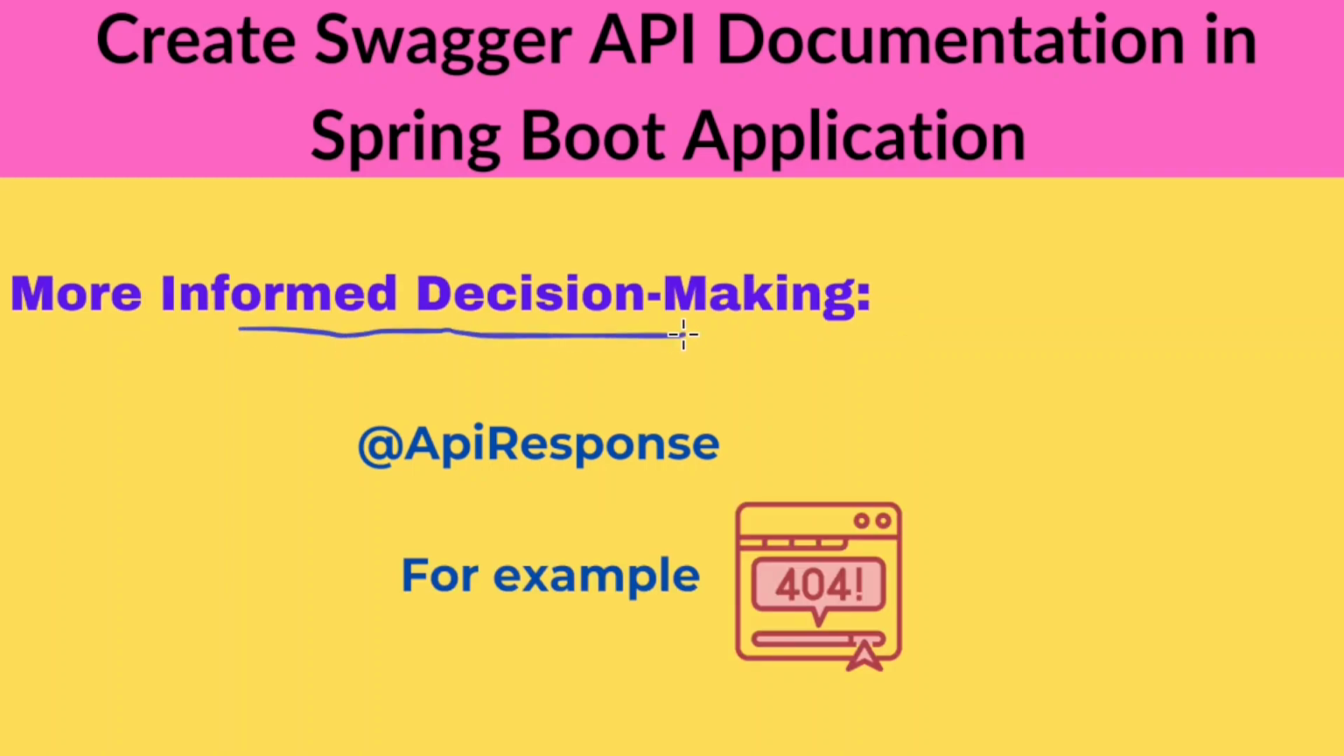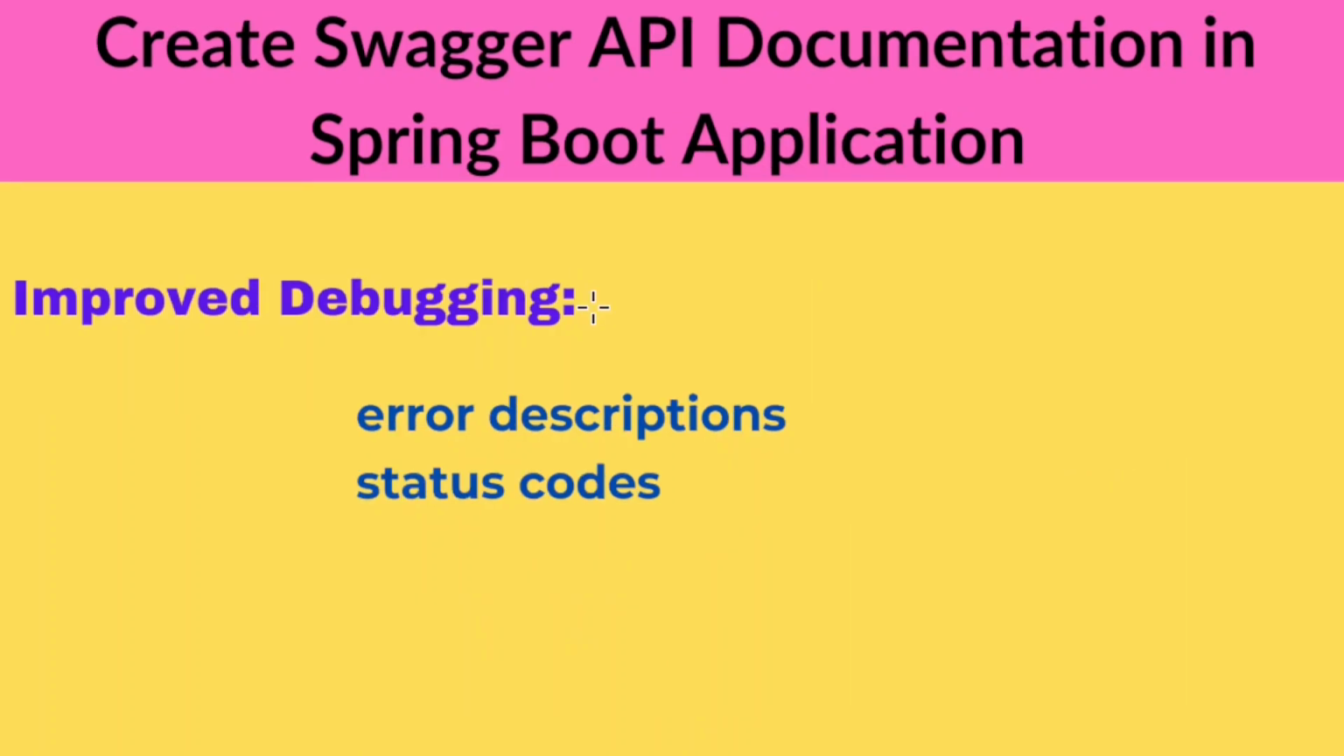More informed decision making. When API consumers receive an error response, they can refer to the associated @ApiResponse annotation to make informed decisions on how to proceed. For example, if they encounter a 404 error, they know that a resource was not found. Improved debugging. Developers can use the error descriptions and status codes during development and debugging. This accelerates the process of identifying and fixing issues.